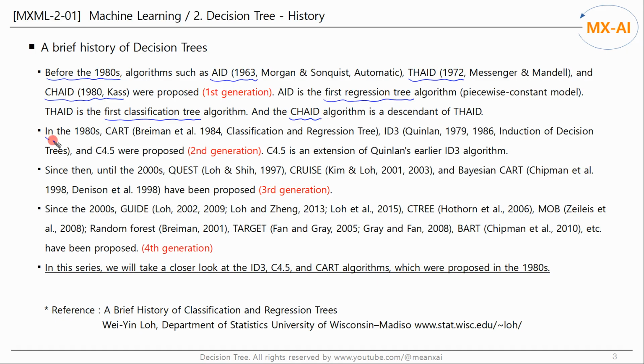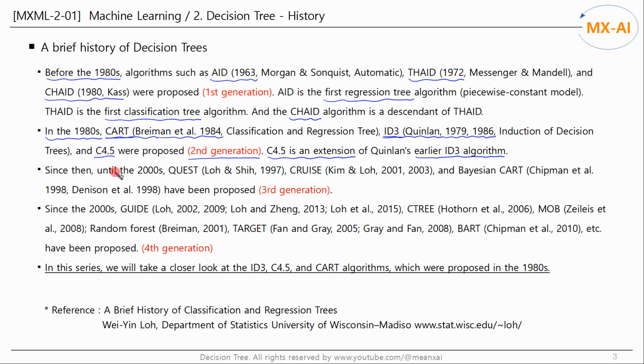In the 1980s, algorithms such as CART, ID3, and C4.5 were proposed, which are called second-generation tree algorithms. CART is a tree algorithm proposed by Leo Breiman in 1984. And ID3 is a tree algorithm proposed by Ross Quinlan in 1979 and 1986. C4.5 is an extension of Quinlan's earlier ID3 algorithm.